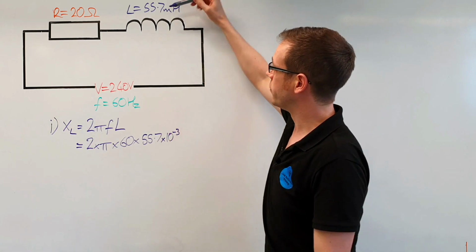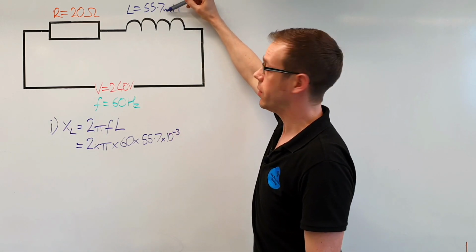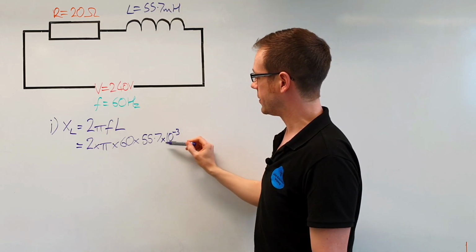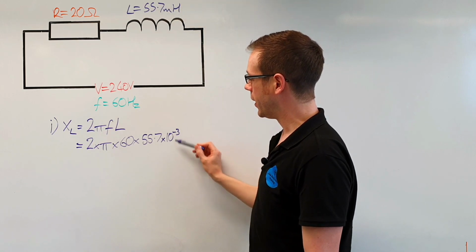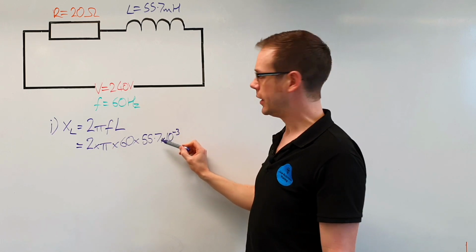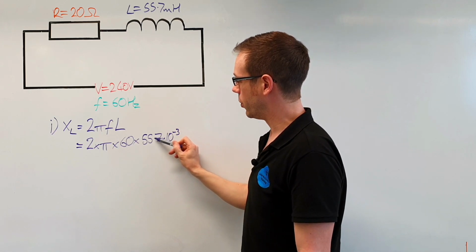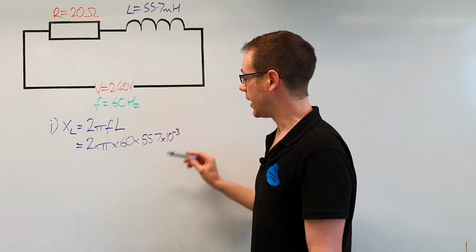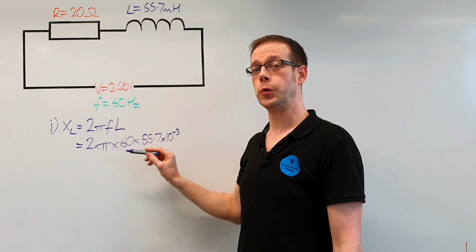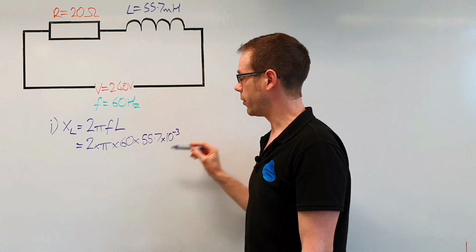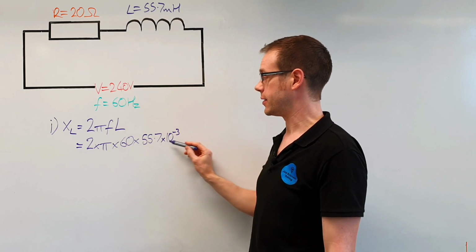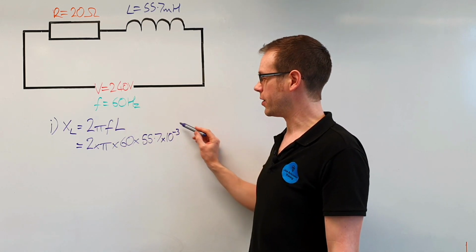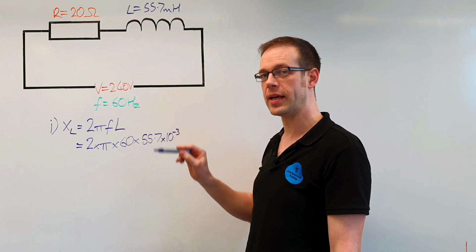So all we've done is take the little lowercase m off there and replace it with times 10 to the minus 3. This is like an instruction that tells you to move the decimal point 1, 2, 3 places in that direction. We could write that down as 0.0557, but we're going to put it into the calculator as times 10 to the minus 3, because it eliminates mistakes from moving that decimal point around.